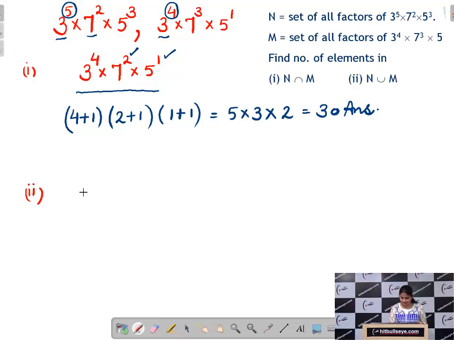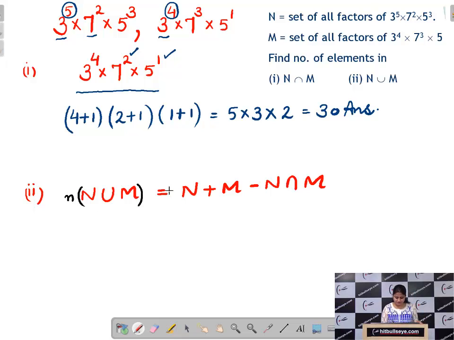We want to find the number of elements in N union M. We know this formula that N union M is N plus M minus N intersection M. We can take this formula in number of elements as well. I mean, the number of elements in N union M will be equal to the number of elements in N plus the number of elements in M minus the number of elements in N intersection M. By using the formula once again we can do this.